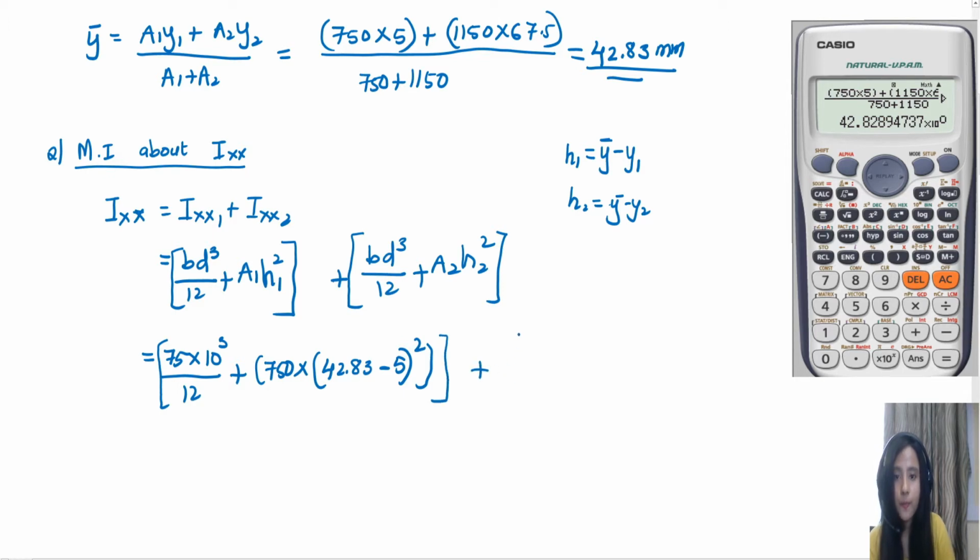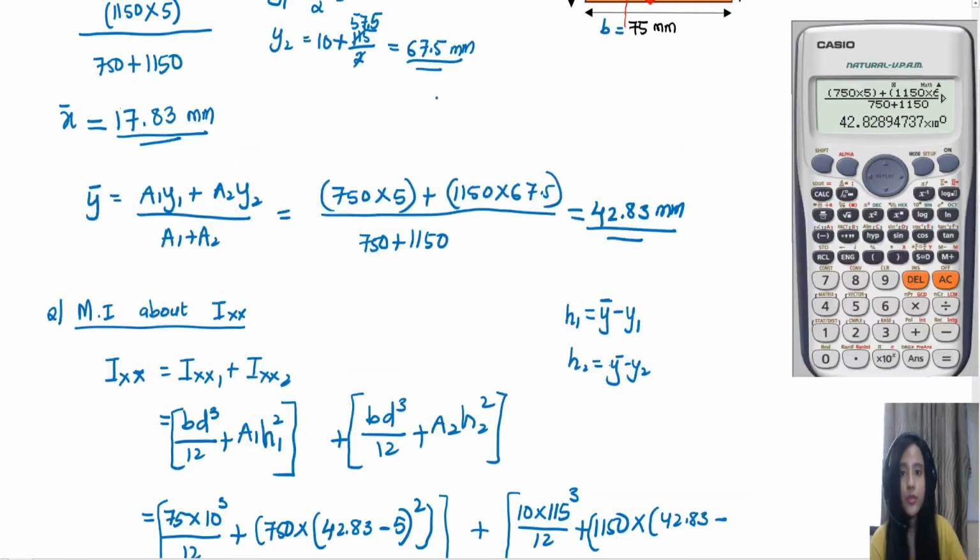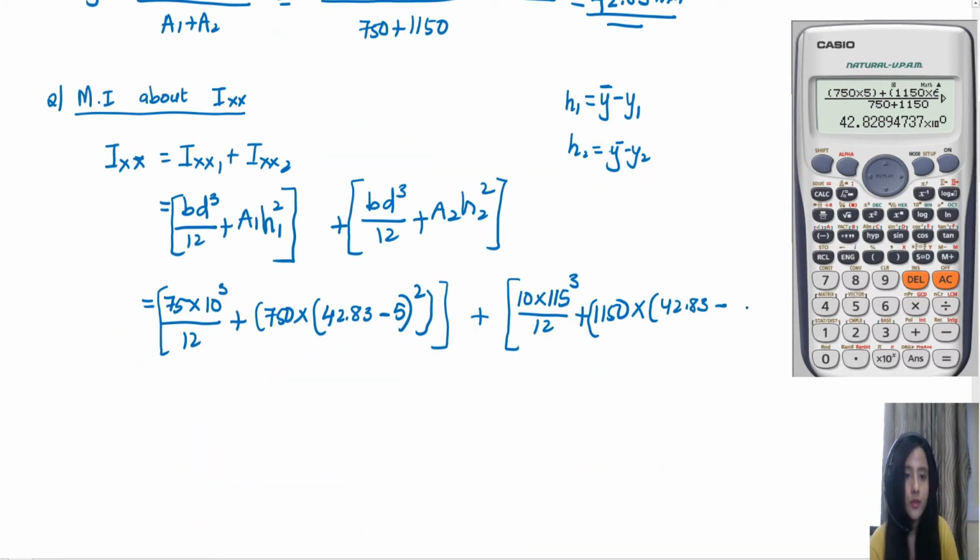For Ixx2, b was equal to 10 and the depth was equal to 115, cube by 12, plus area 2, which was 1150, into y bar, 42.83, minus y2, which was equal to 67.5, the whole square. Bracket close and bracket close here.